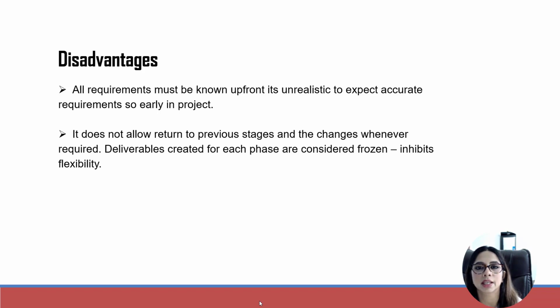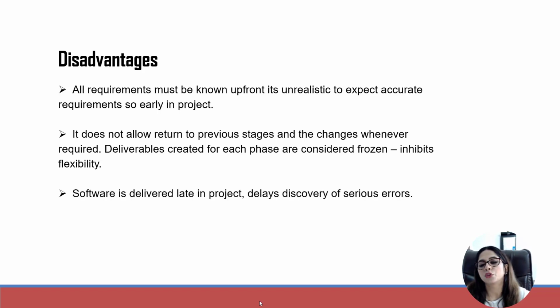Moving on to the second pointer, it's not allowing us to go back to any phase, make some changes, and then move forward. So tracing back is not allowed here. That is again disadvantageous, because I think some flexibility should be available in all the models we follow, since it's again an unrealistic expectation to know everything from the beginning.